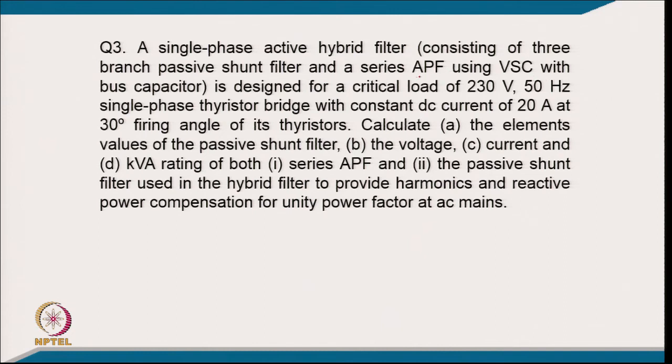and a series active filter using a voltage source converter with a DC bus is designed for a critical load of 230 volt, 50 hertz single phase thyristor rectifier with constant DC current of 20 ampere with 30 degree firing angle of its thyristor. Calculate the element values of the passive shunt filter, and the voltage rating, current rating and the kVA rating of both the series active filter and the passive shunt filter used in the hybrid filter to provide harmonics and reactive power compensation for unity power factor at AC mains.